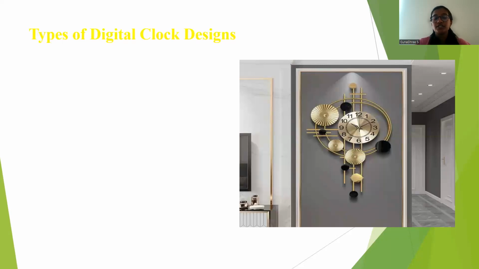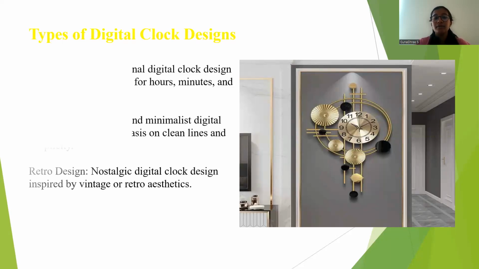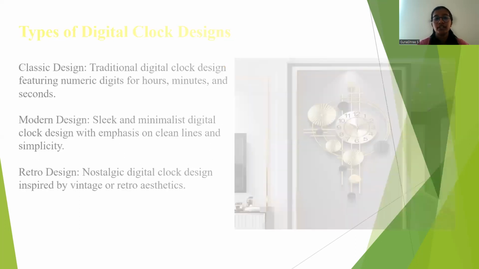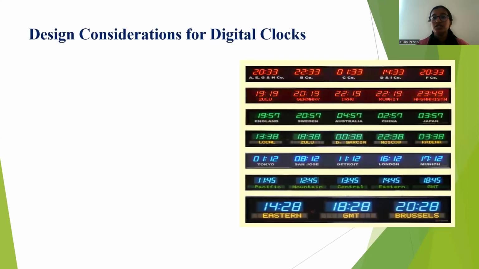What are the types of digital clock designs? There are many types of digital clock designs, but basically there are three: classical design, modern design, and the retro design. Classical design, the traditional clock design, will feature numeric digits for hours, minutes, and seconds, whereas the modern design will have a sleek and minimalistic digital clock design, which will emphasize more on cleanliness and simplicity of the clock. Retro design will be inspired by the vintage or retro aesthetics to design a clock.